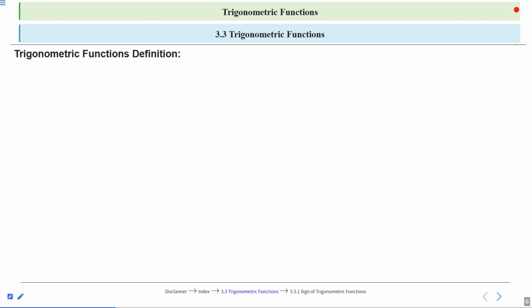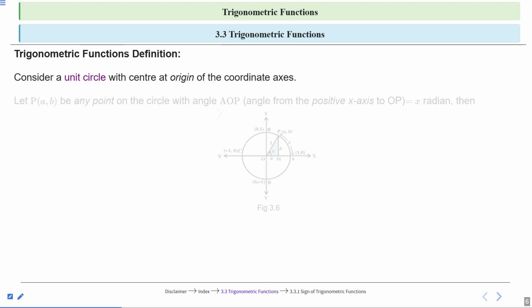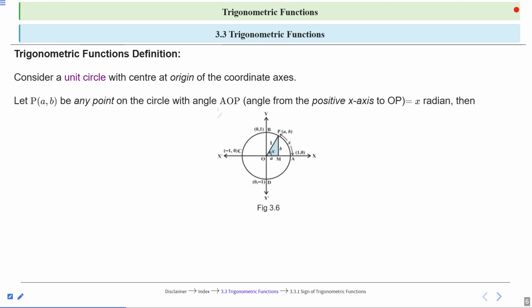Now trigonometric functions definition, let us see. Consider a unit circle with center at origin of the coordinate axis, right? We have a figure. This is a unit circle. Unit circle means circle having radius unity, radius 1 unit, right? Clear?